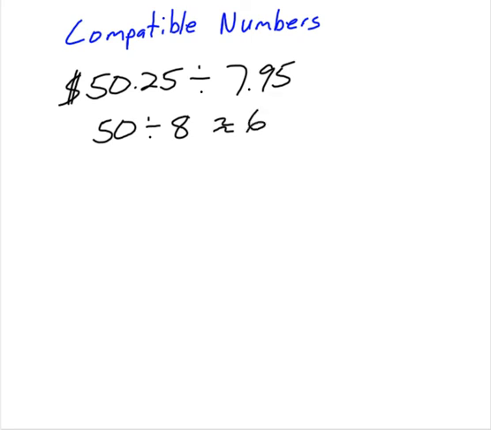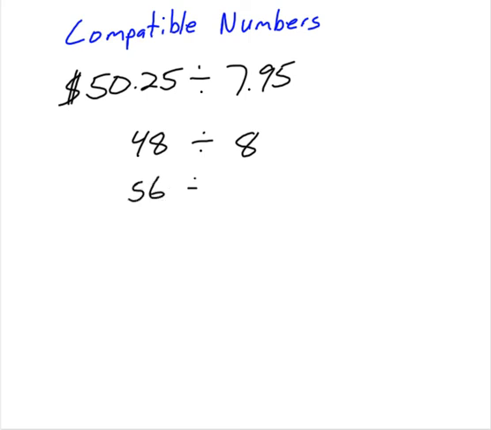But something that we can do here is called compatible numbers, where we find numbers near 50.25 and 7.95 that are divisible, right? So 7.95 is real close to 8. So that's nice. So what number is 50.25 close to that is divisible by 8? So we could choose maybe 48 divided by 8, maybe 56 divided by 8. Either way, we get a number that works. So we get around 6 or 7 DVDs.